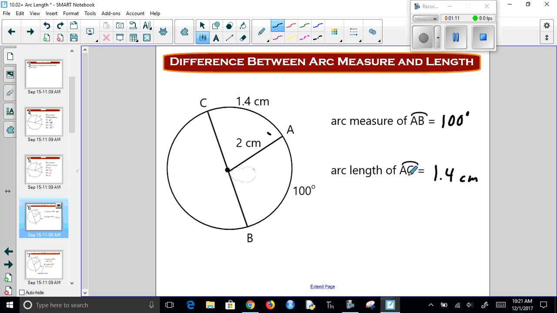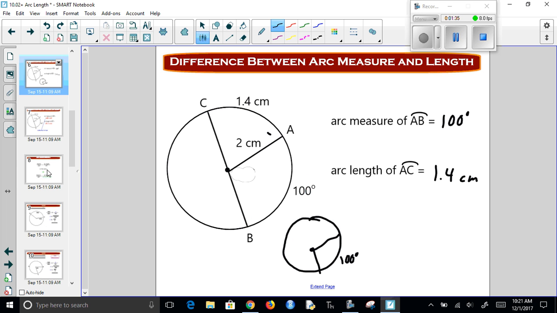Now it's nice to have two different measurements, two different ways to look at this, because sometimes we want to know how much of the circle is being taken up by an arc, and other times we want to know how big it is. So this could be 100 degrees, even though this is a much larger circle than this. So it's good to have two different measurements.